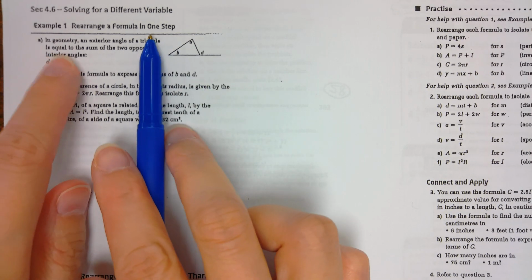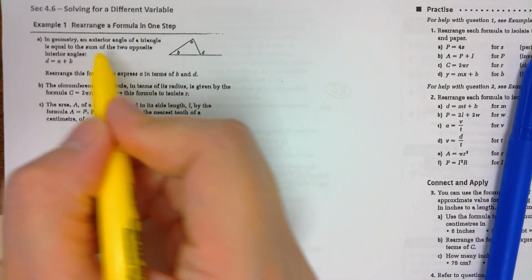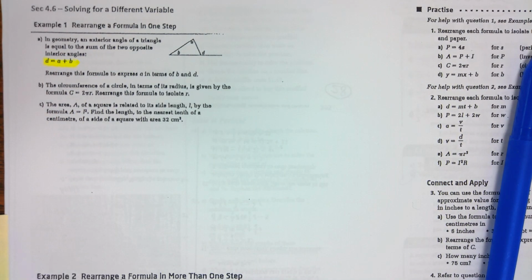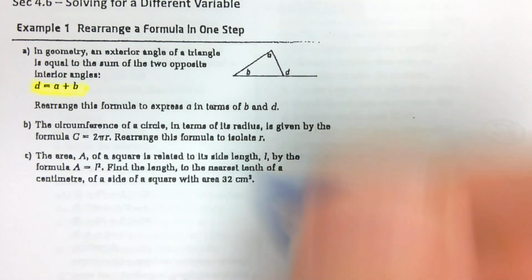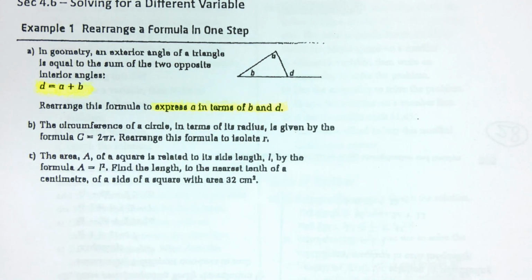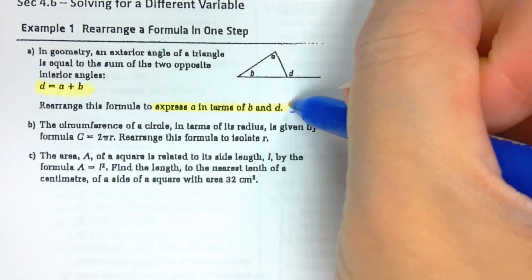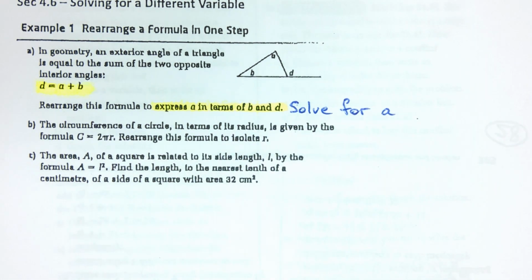So in this first example right here on page 30, this equation is D equals A plus B, but I don't want it to be D equals. Instead, I want to express A in terms of B and D. That sounds so confusing, right? Express A in terms of B and D. In other words, all I'm really saying in English is solve for A. Right? That's what it means.